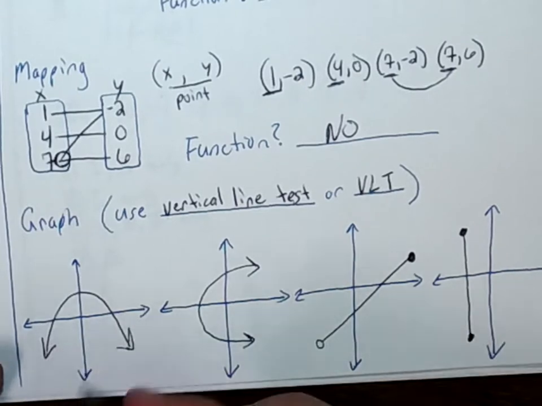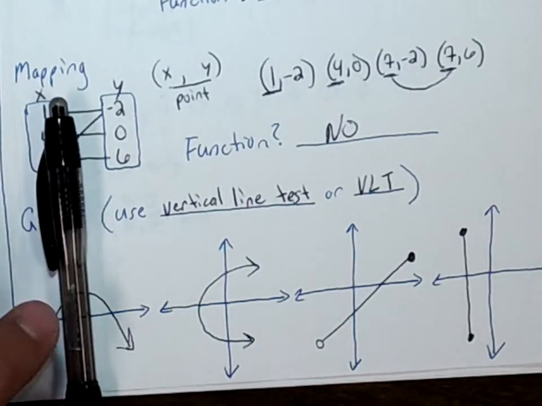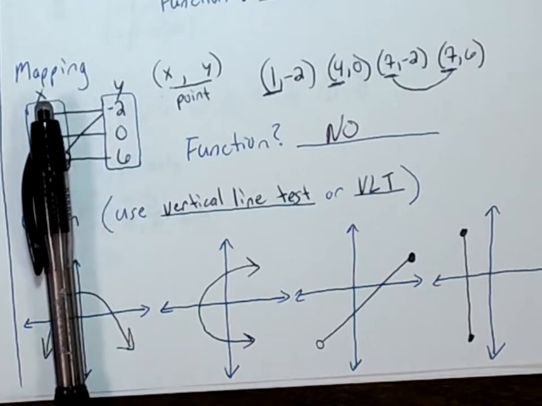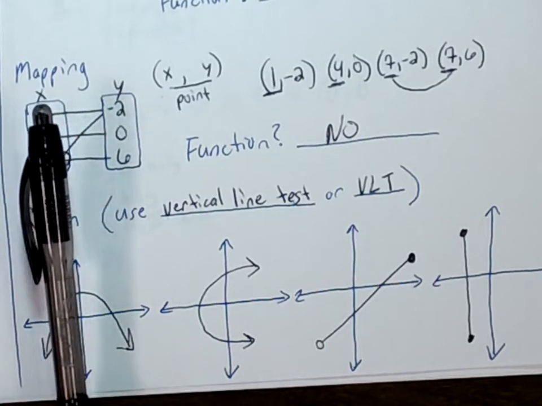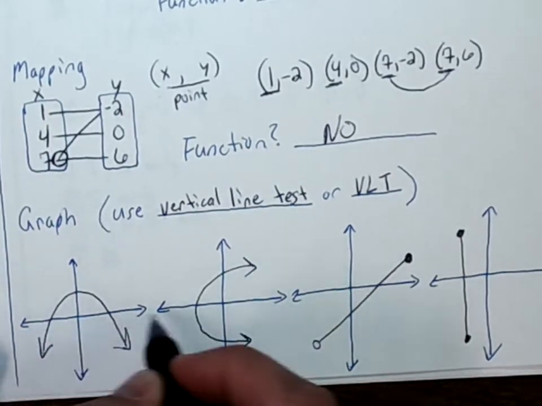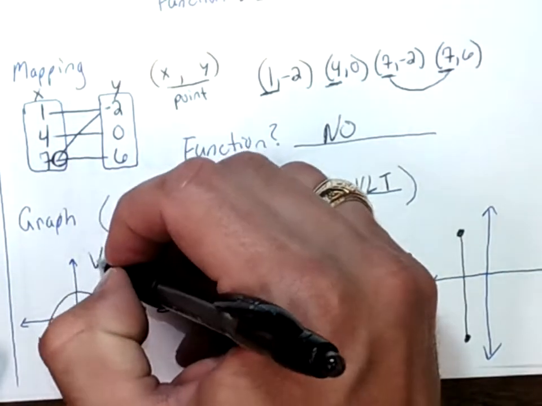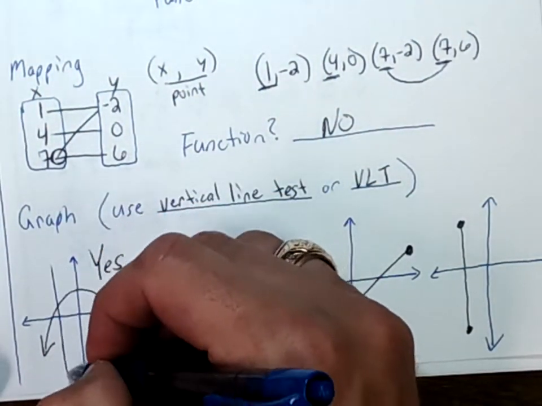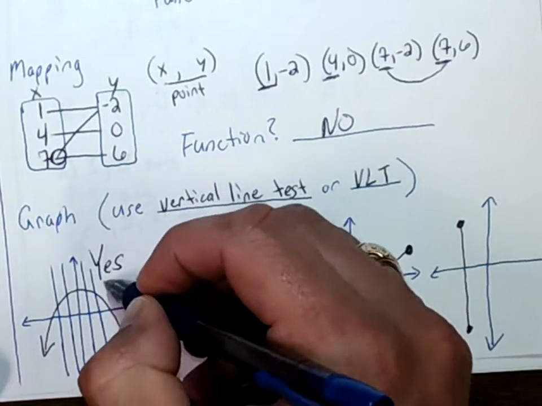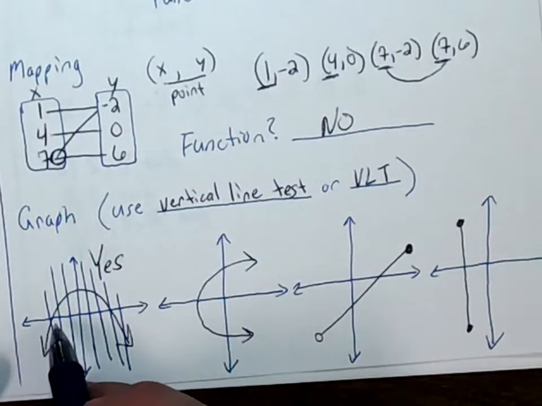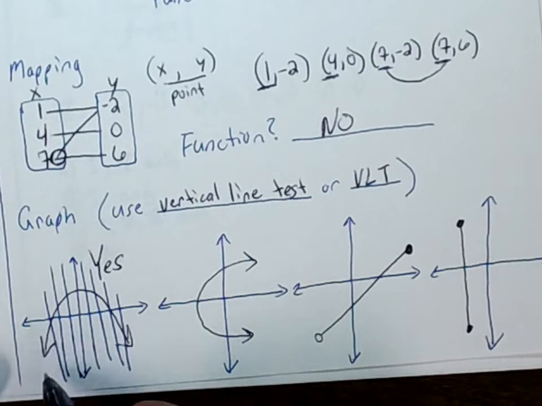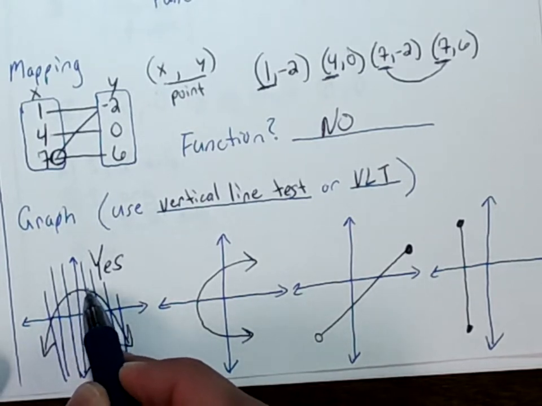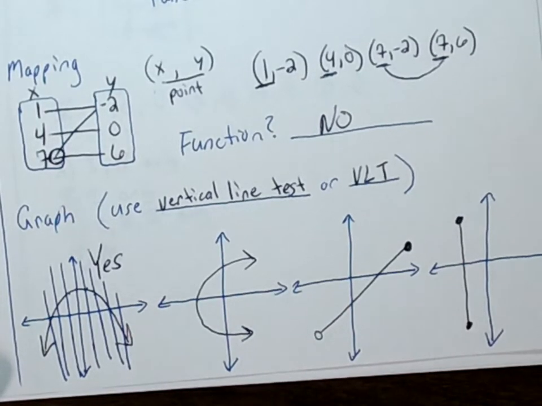So if I take a look at this first one, and I take my pen, well, it only touches it one time right down the middle. It only touches my vertical line one time, all the way from left to right. So yes, this would be a function. No matter what vertical line I make here, the graph only touches the vertical line one time. That's the vertical line test.